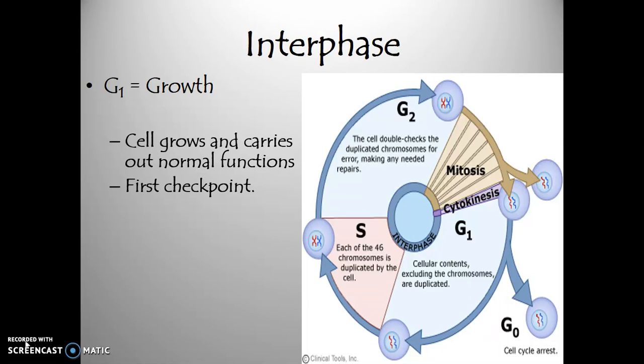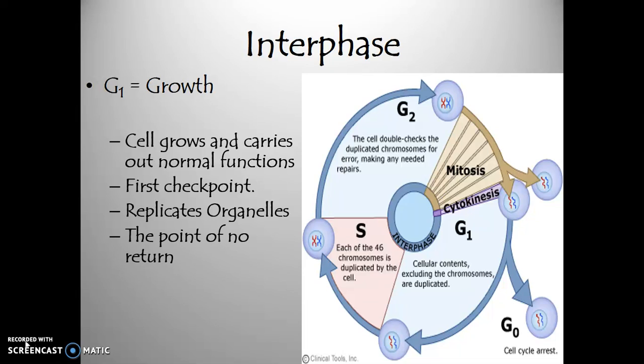We're also going to have our first checkpoint. Remember, we have to regulate cell growth. We have to regulate the cell cycle. So we're going to have a checkpoint in G1 for the cell to go, okay, am I healthy enough to think about dividing? Am I big enough to think about dividing? And this first checkpoint is known as the point of no return. If the cell decides to move on with cell division, it decides it's healthy enough and big enough to divide, and it starts the process, it either has to finish the process or it must die.